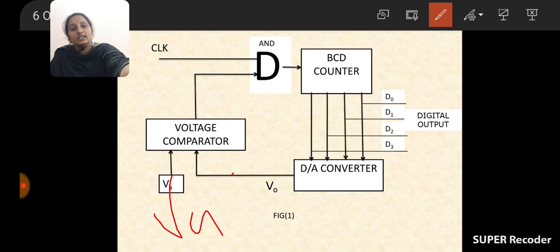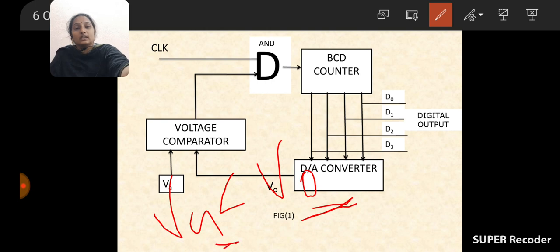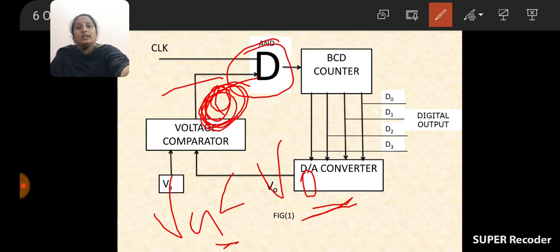If VA is less than V0, that means the output of the analog converter is greater than that of the input signal. Now the comparator provides a low level signal to the AND gates. When the AND gates receive a low level signal, automatically it acts like an open circuit and it will not allow the clock pulses, and now the counter stops counting.